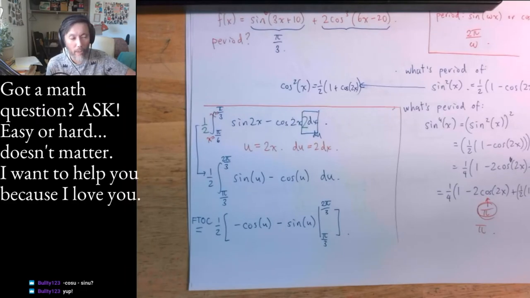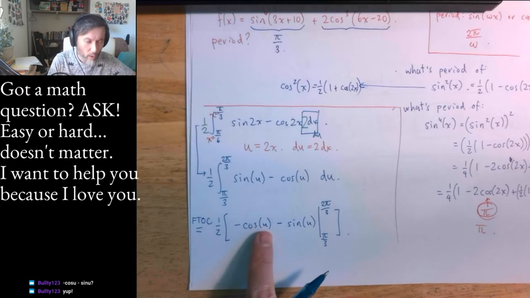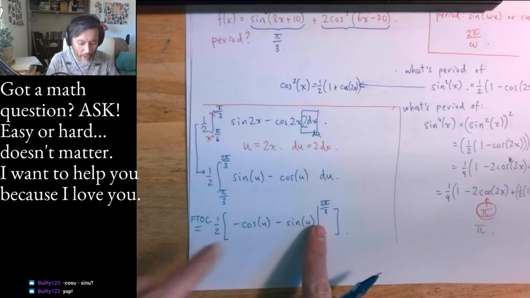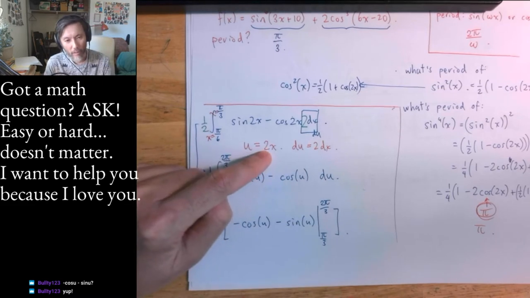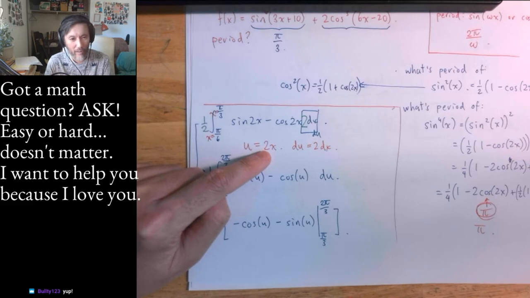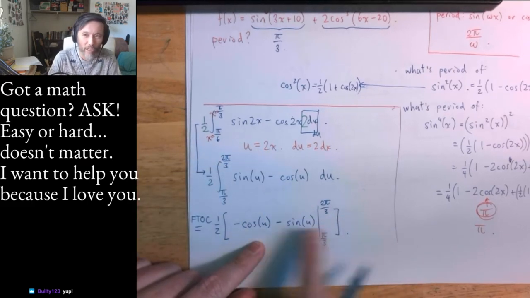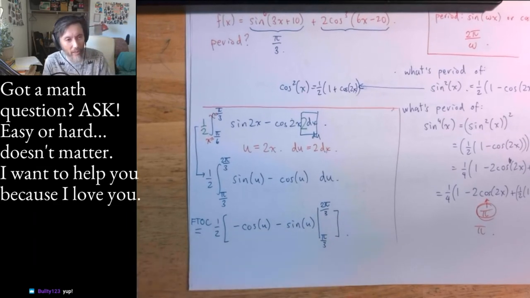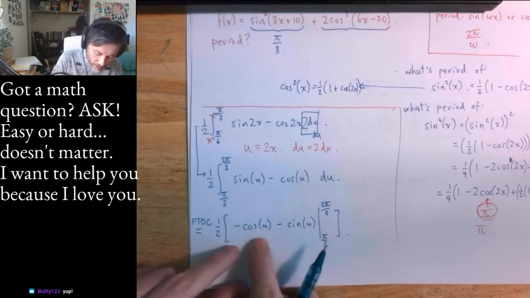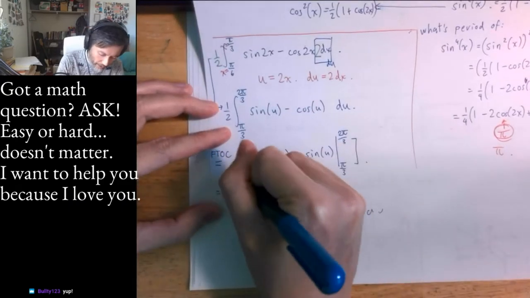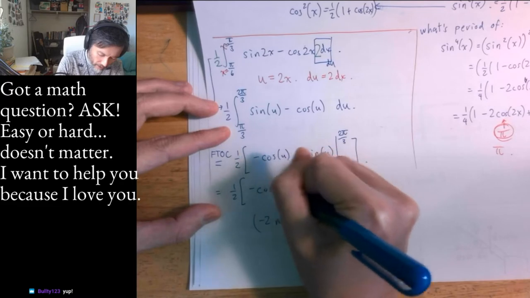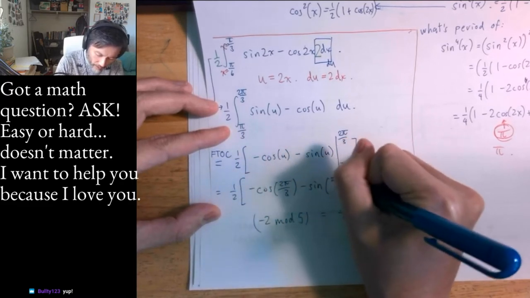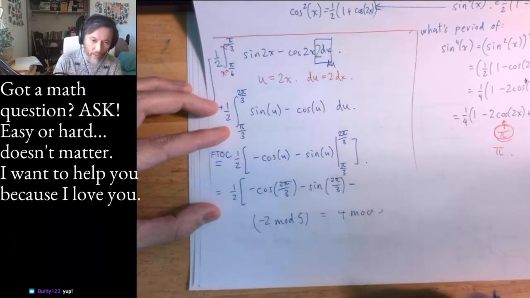Now, sometimes people get weird and they decide, oh, I've done my integrating in terms of u, I'm going to go back to x now. But that is so ridiculous. Just stay in u. Stay working with u, please, okay? We can shove in 2 pi over 3, and we can shove in pi over 3, and we win. In other words, this is equal to 1/2 negative cosine of 2 pi over 3 minus sine of 2 pi over 3. And then we subtract from this what we get by shoving in pi over 3.